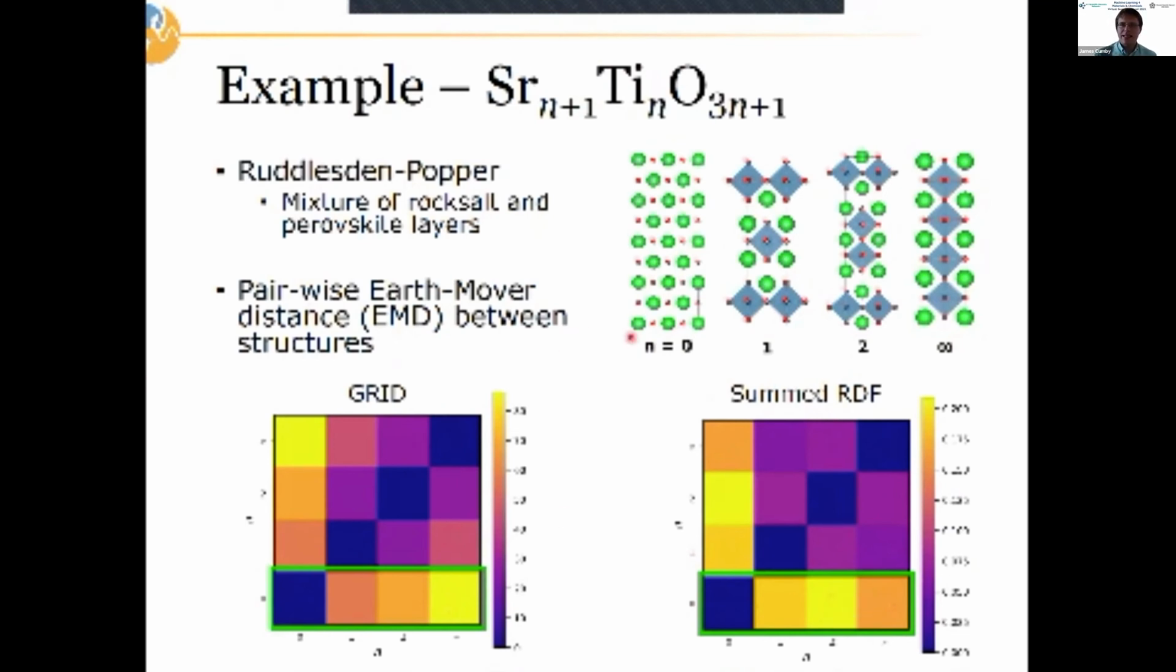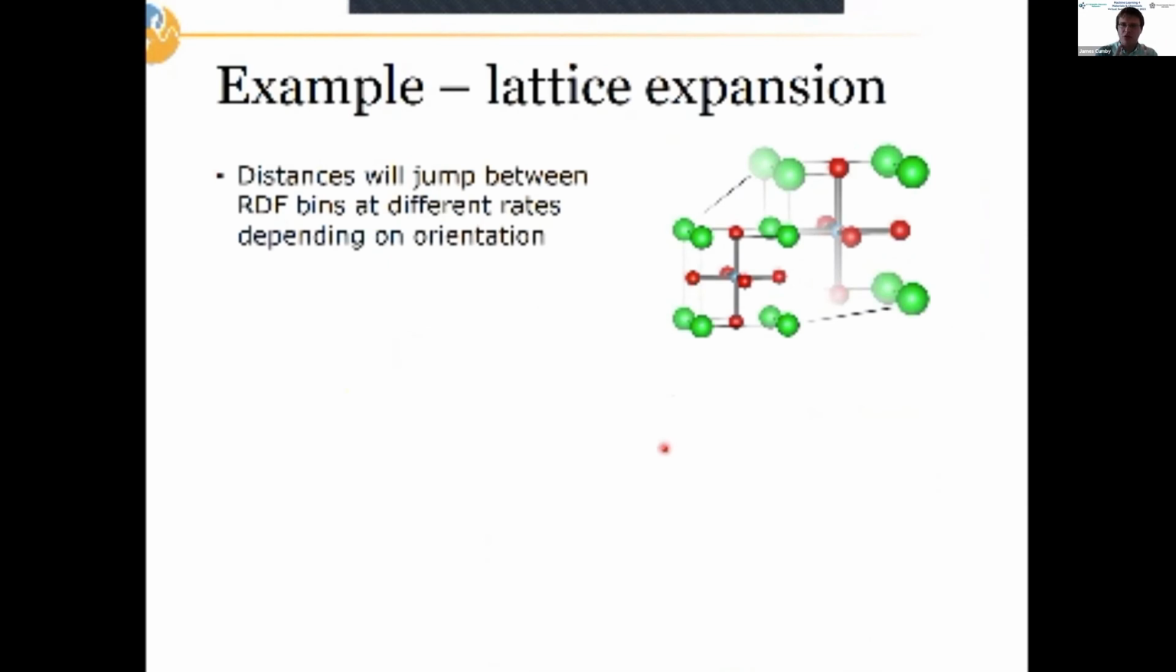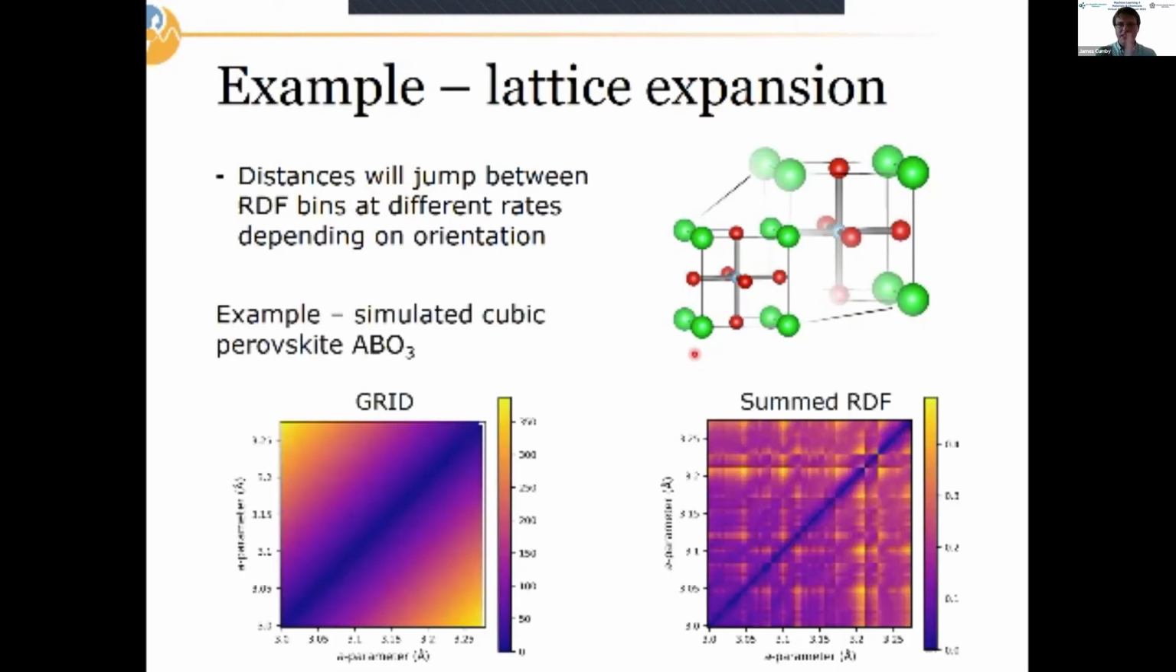The other thing is lattice expansion. If you take a crystal structure and blow it up a little bit, your bond distances are all going to get bigger, but depending on which way they're pointing in the crystal structure, they expand at a different rate. And so this is a problem for Euclidean distance, but actually also for the summed RDF, you can get distances jumping between bins at different rates.